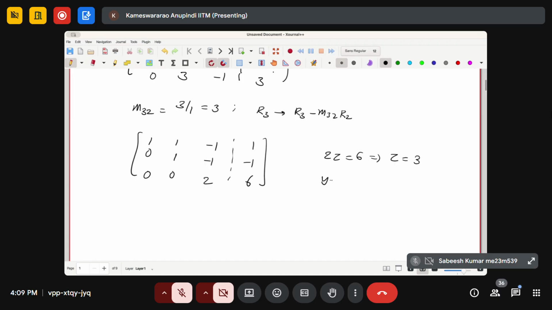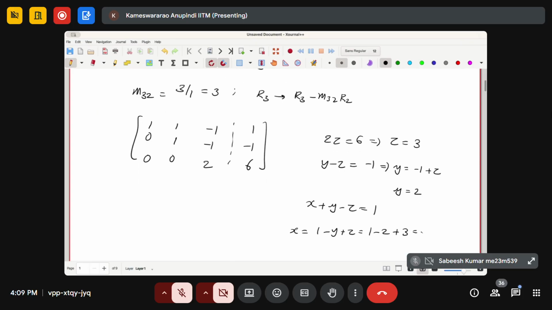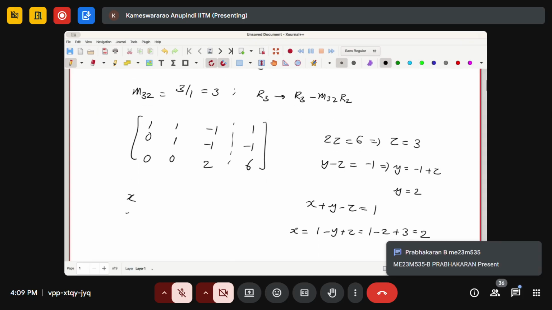Then we have y minus z equals minus 1. That means y equals minus 1 plus z. That means y equals 2. Then we have x plus y minus z equals 1. That means x equals 1 minus y plus z. That's going to be 1 minus 2 plus 3. That's going to be 2. Okay, so the solution to this problem is x, y, z equals 2, 2, and 3.